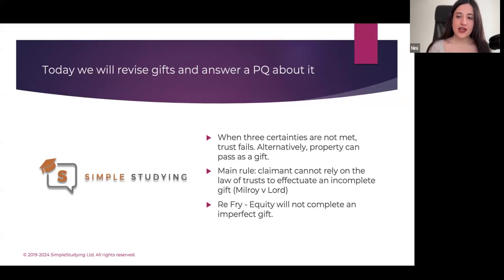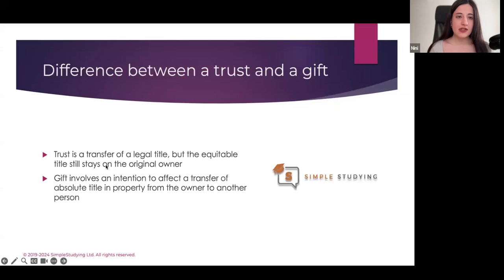The main rule is that a claimant cannot rely on the law of trust to complete an imperfect gift. This was the main rule, the orthodox principle established in the case of Milroy versus Lord. So technically, we cannot do that. We cannot enforce a failed gift by using a trust. Remember: equity will not complete an imperfect gift. That's another case about this.